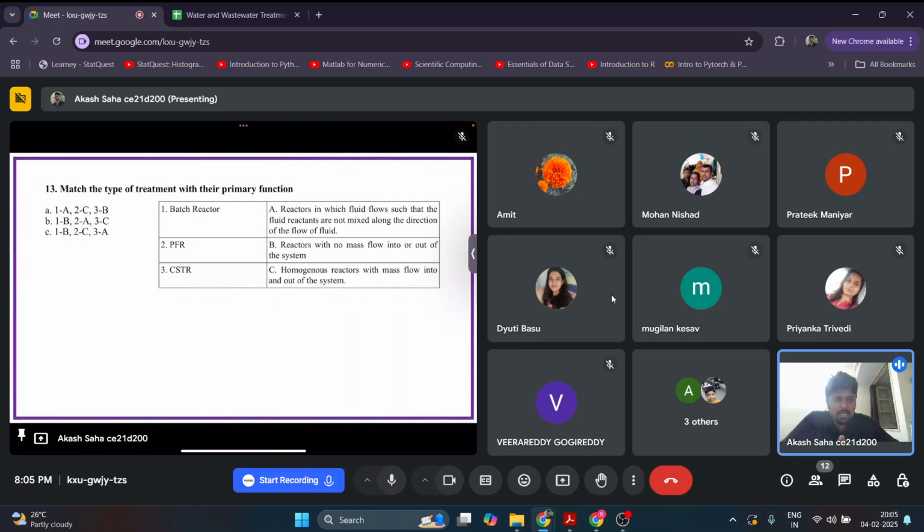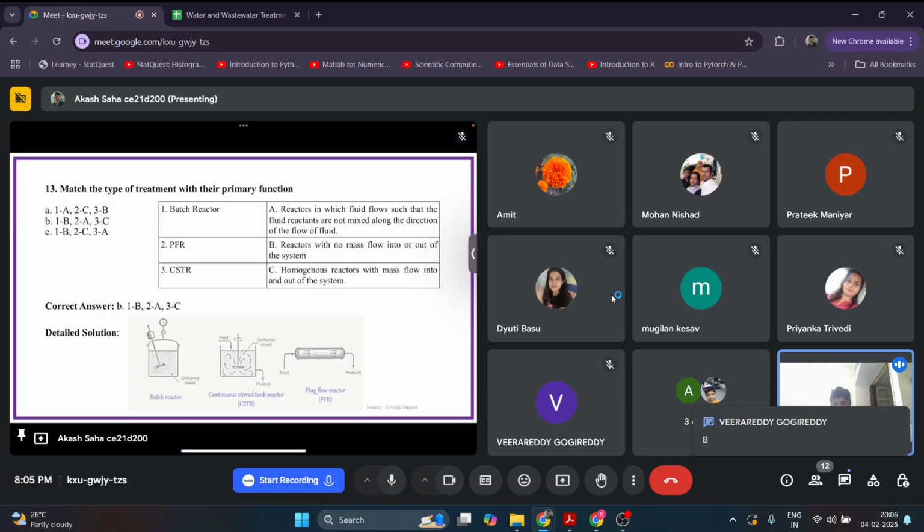Okay, so we have three types of reactor: batch reactor, PFR, and CSTR. We have to match them with their primary function. Just tell me the correct answer. B. Yeah, very direct, B.